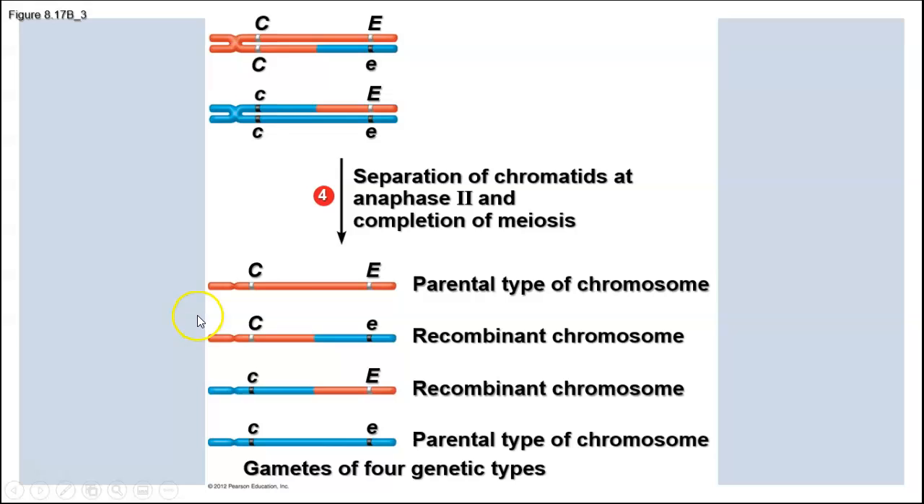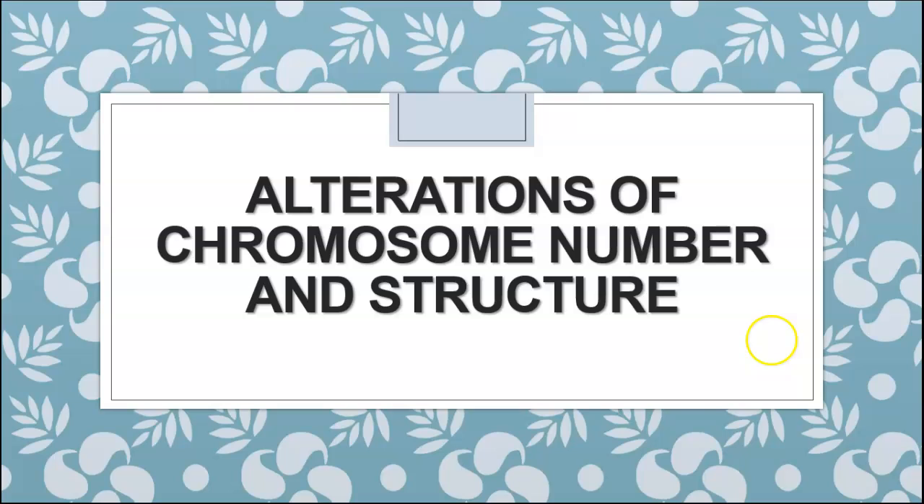And so what you'll end up with is two parental types of chromosomes that are just like the parents, but then you have two others that are recombinant, combining those traits in different arrangements, so that you have four different, very unique gametes that can be a result of this particular crossing over.